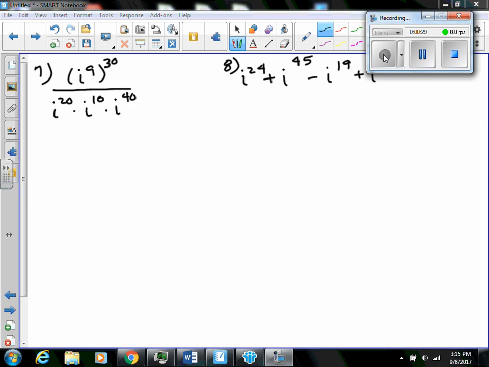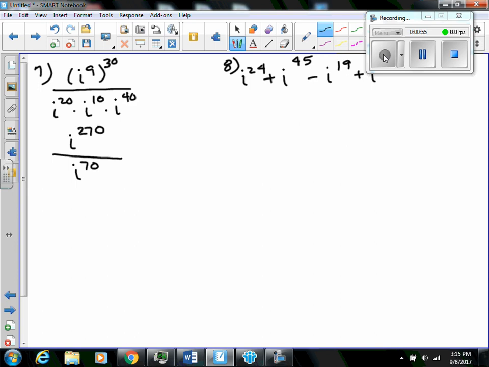So first thing, you're going to take your power to a power in the numerator. So i to the 9 raised to the 30, you're going to multiply those. So that'll be i to the 270. Divided by, now in the denominator, you're multiplying these. And the rule is, if you are multiplying variables, then you'll keep the base and you're going to add your exponents. So that's going to be i to the 70.